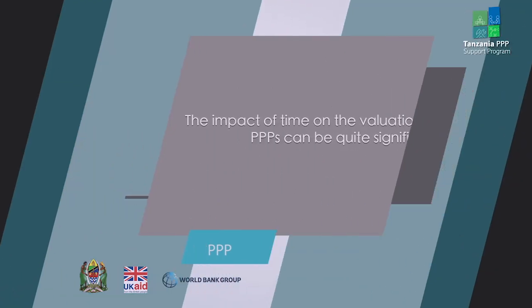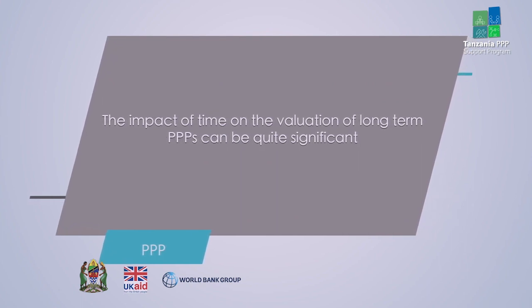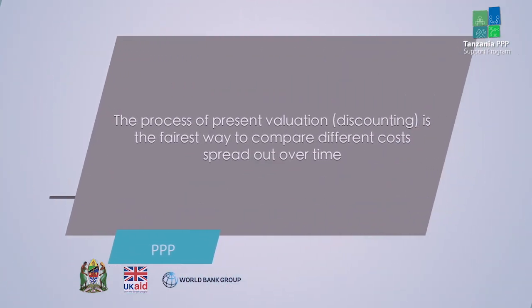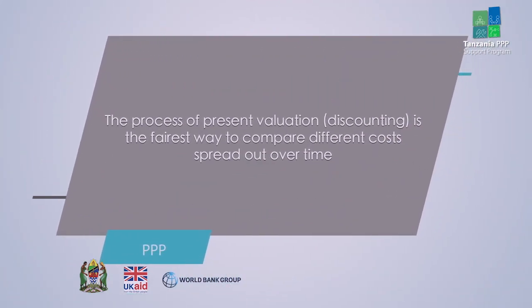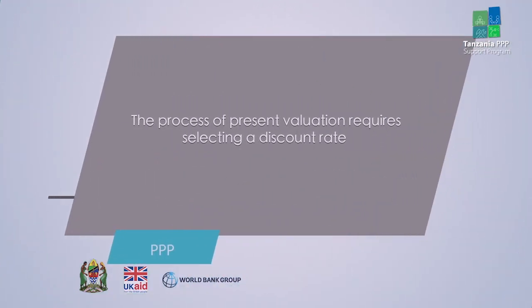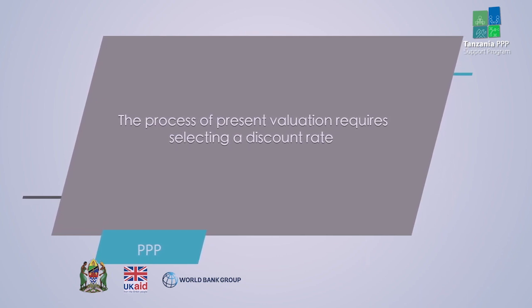Secondly, for PPP projects that occur over a long period of time, 10 or 20 years, the impact of time on these valuations can be quite significant. Third, the fairest way to actually compare different costs spread out over time is through the process of present valuation. When we do present valuation, or discounting as we call it, we're comparing money today with money today. And then finally, when we do present valuations, understand that this process requires selecting a discount rate.